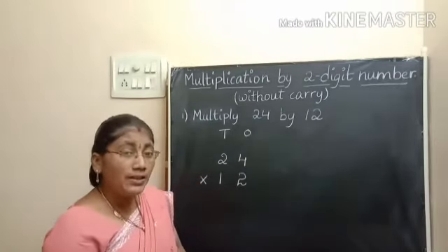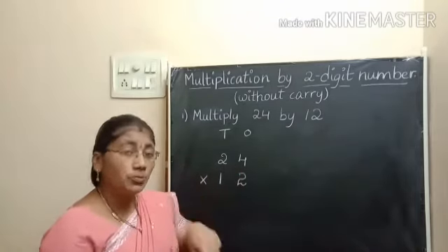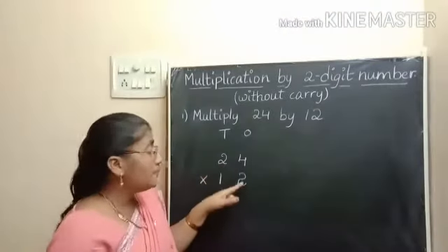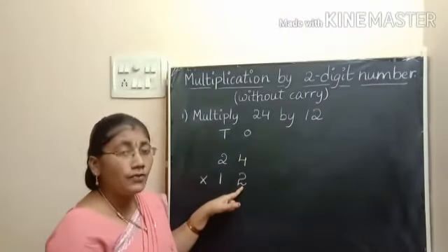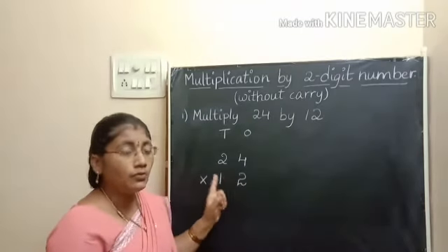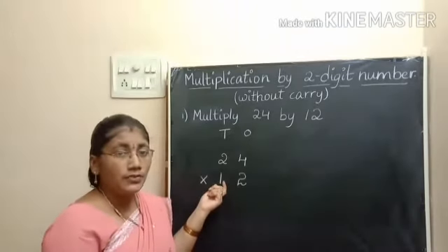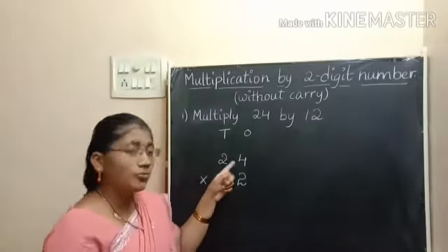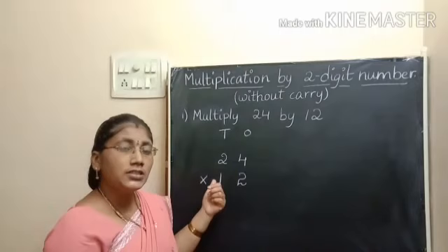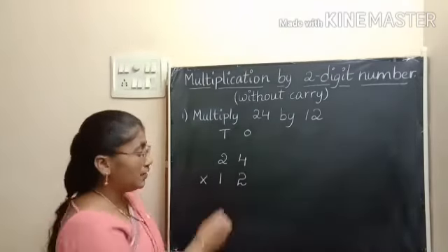While we are multiplying any number with a two digit number, first we should multiply each and every digit of the multiplicand with the digit in the ones place of the multiplier. Next we have to take multiplication with the digit in the tens place. Understood, children? First we should multiply each and every digit of the multiplicand with the digit in the ones place of the multiplier. Next we should multiply with the digit in the tens place. Understood? Let us start.